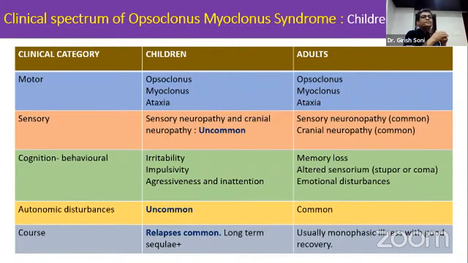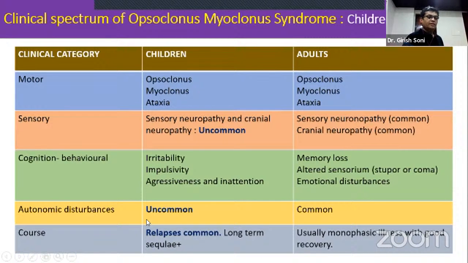If there is an underlying malignancy, you have to treat that underlying malignancy. What is the difference between opsoclonus myoclonus syndrome in children and adults? In children, autonomic disturbances, cognitive affection or alteration of sensorium are rare. Cranial nerve affection is rare. While in adults, altered sensorium, autonomic disturbances, and cranial neuropathies are common. Children can have additional ADHD-like and OCD-like features apart from opsoclonus myoclonus.